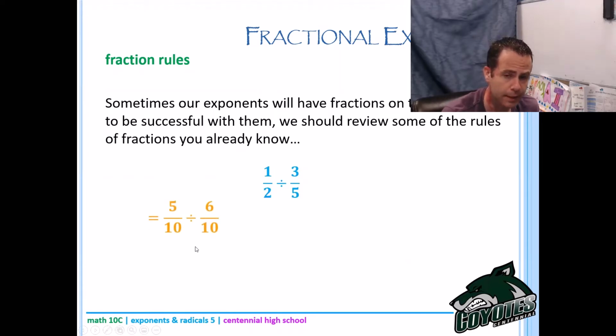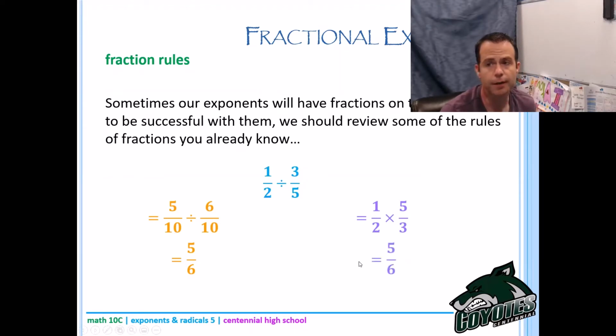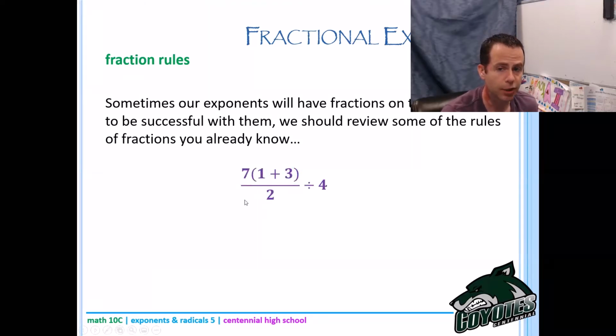So here's my example of a common denominator. Once you have a common denominator, you just divide the numerators. And then here's my example of writing it as multiplication and flipping that second fraction. Either way, you get the same answer, 5 over 6, okay? All right, so you give this a shot.